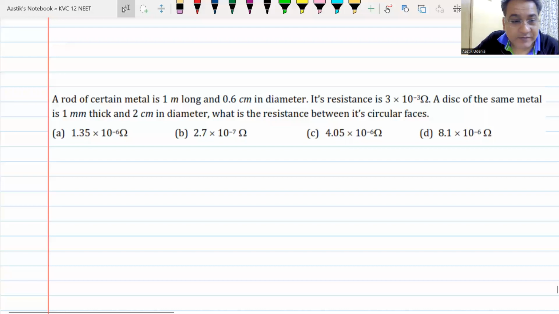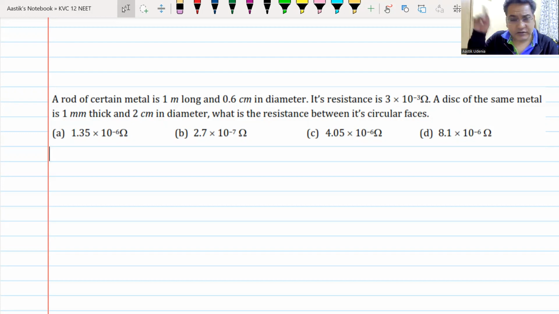Okay, anyways, remember this. This is the next question coming up. A rod of certain metal, 1 meter long, 0.6 centimeter in diameter, has a resistance given. A disc of the same metal, 1 millimeter thick, 2 centimeter in diameter. What is the resistance between the circular faces? Can you do this question now?